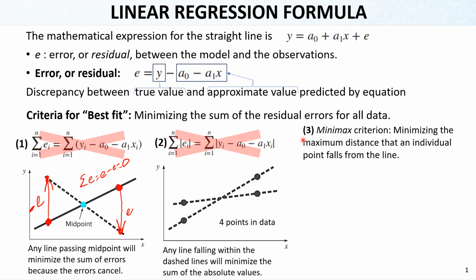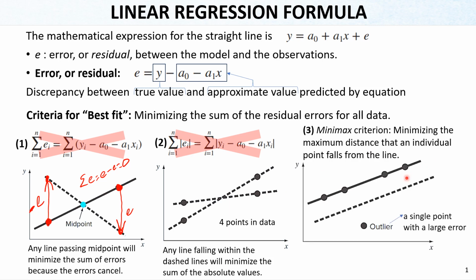Another criterion is the minimax criterion, and it minimizes the maximum distance that an individual point falls from the line. Basically, we are trying to minimize the maximum distances. But here a problem is, if we have one outlier, then it tries to minimize this as well. So basically it is like minimizing this, minimizing this, minimizing these values maybe.